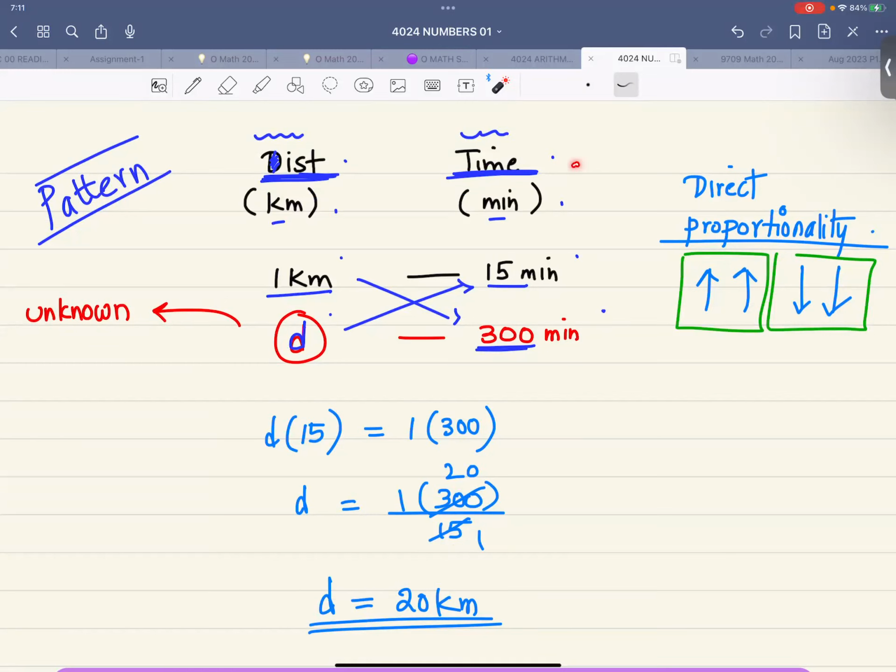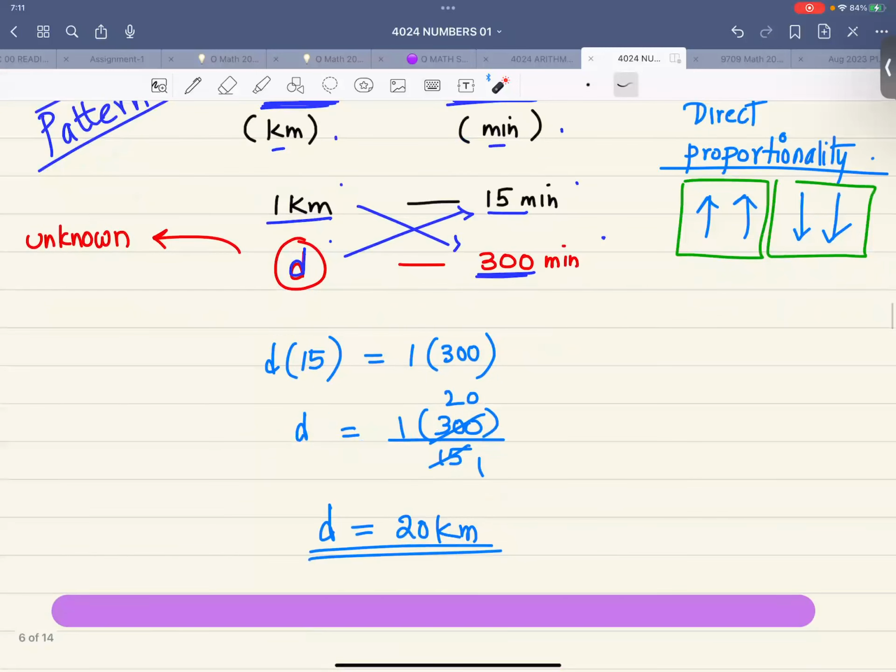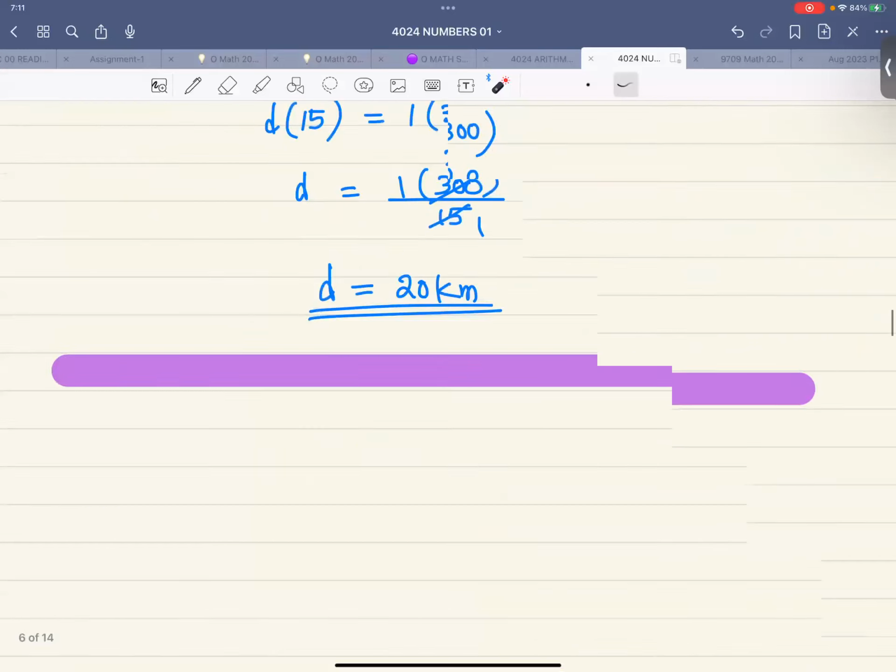Distance in kilometers, time in minutes. 1 kilometer, 15 minutes, now 300 minutes. How many kilometers did that person travel? Again, direct proportionality, this is how we get it. What is direct proportionality? One value increases, the other value increases. One value decreases, the other value decreases.